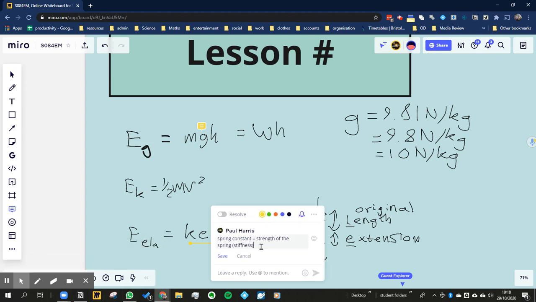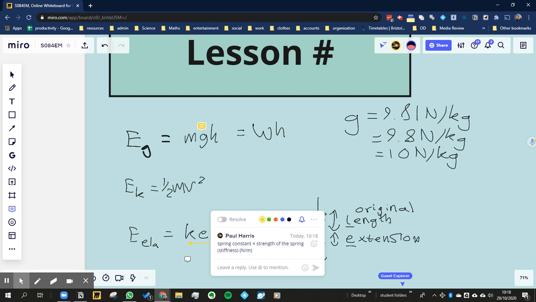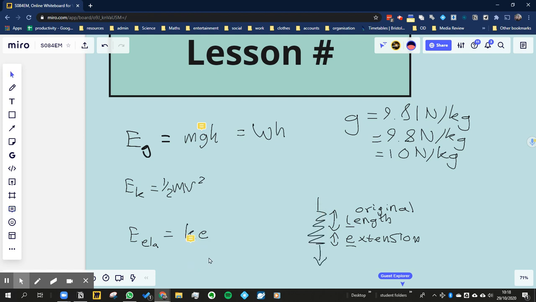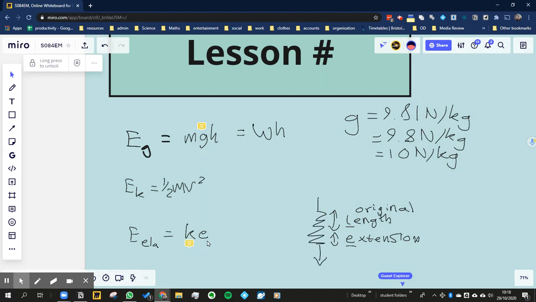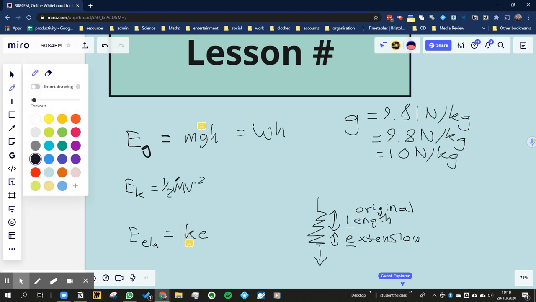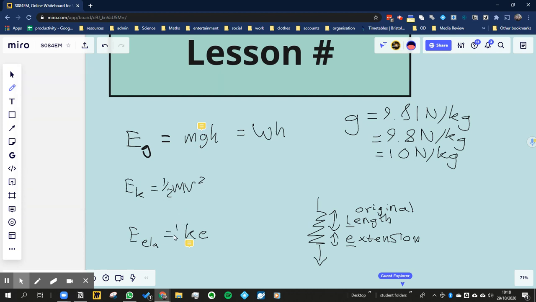I should say that it's measured in newtons per meter. So in other words, how many newtons would you need to apply to stretch it by 1 meter? That's the spring constant. I think I might just move it a little bit so you can actually read the K. Right. And then the rest of it, again, unfortunately, is a little bit of memory. But the good news is it looks quite similar to the kinetic energy equation. So it's half times the spring constant times the extension squared.